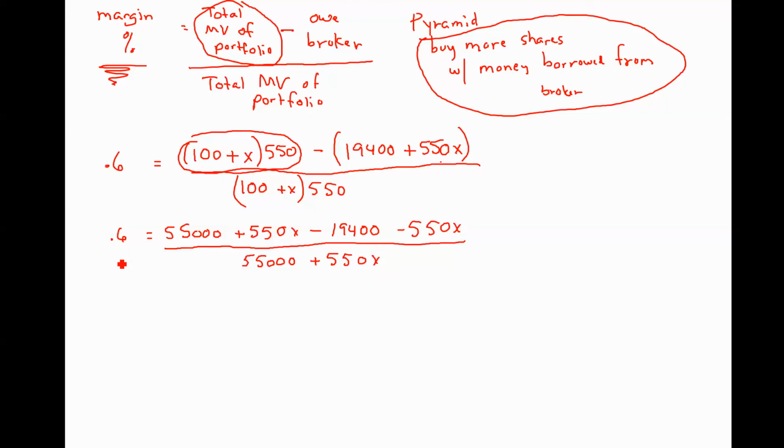And now what I'll do is cross multiply. I was actually homeschooling my son in geometry one year, and he said he was never taught the cross multiplication thing, so I just thought I would remind y'all about it, and hopefully you were taught that. So now I'm going to take this denominator and multiply it by 0.6. So 55,000 times 0.6 is 33,000 plus 550x times 0.6, which would be 330x. And then this 550x and this 550x cancel, which is great.